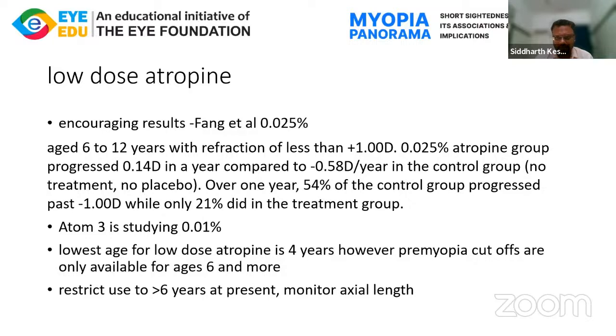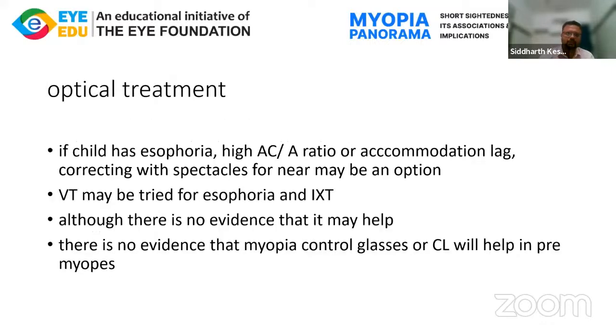Now, even if you have diagnosed pre-myopia and you want to start low-dose atropine because there is a strong likelihood of the child getting myopia, because of a strong family history or the sibling also has it, then you can still start low-dose atropine. But because it is right now not the standard of care, you would probably counsel the patient, take an informed consent, and restrict the use to children more than 6 years of age, not give it to a lesser age group right now. Whether optical treatment has any role?